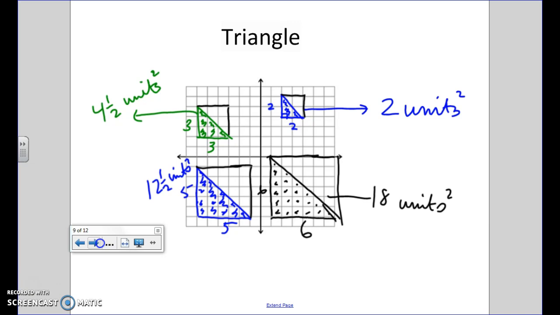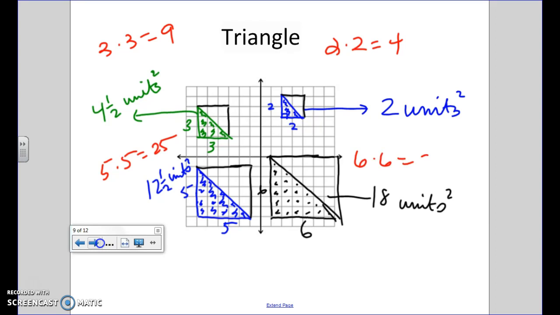So let's see here. I see that 2 times 2 is 4, which is twice as much as 2. I see 3 times 3 is 9, which is twice as much as 4.5. I see 5 times 5 is 25, which is twice as much as 12.5. And I see 6 times 6 is 36, which is twice as much as 18.